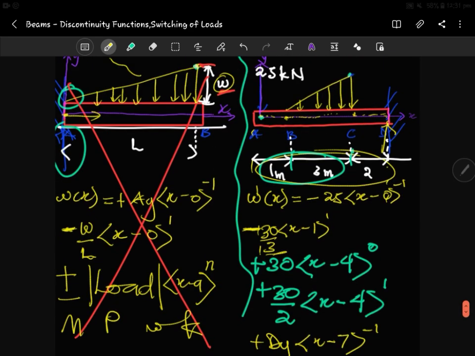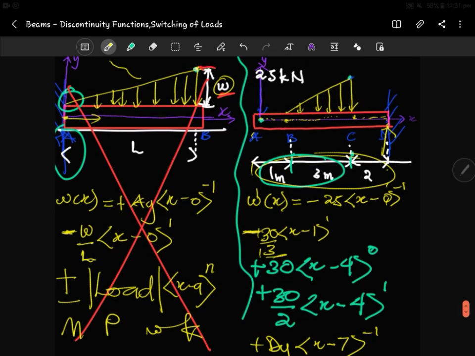That's the representation. That's the turn on and off of a linearly distributed load. All right. Confirm that.